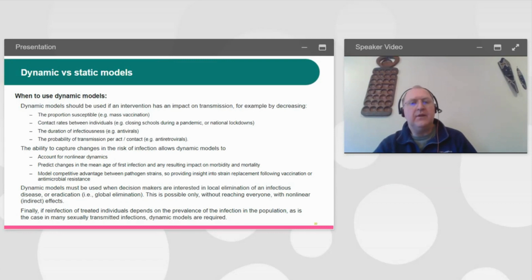And finally, if reinfection of treated individuals depends on the prevalence of infection in the population, as in many sexually transmitted diseases, then dynamic models are definitely required.